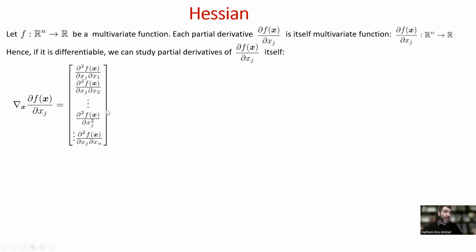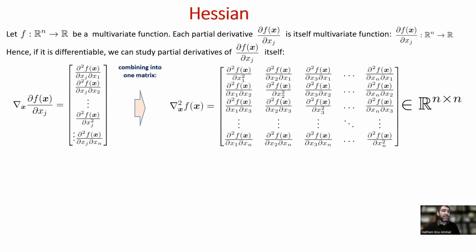And when we combine all these gradients of all the partial derivatives column-wise, you see that the first column in that matrix is the gradient of the first partial derivative. The second column in that matrix is the gradient of the second partial derivative of the function f. The third is the third, and so on. As a result, we got the n by n matrix, where n is the dimensionality of the input. And that matrix is called Hessian, or the matrix of the second derivatives of the multivariate function f.